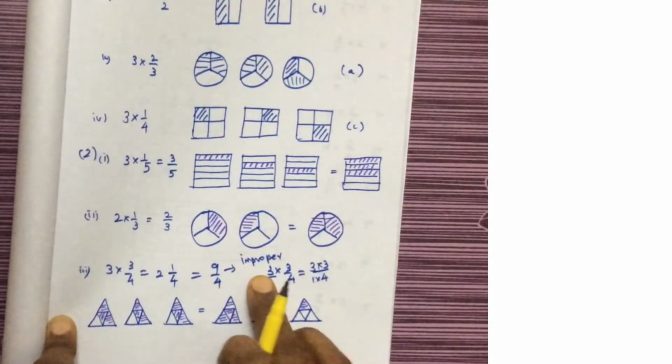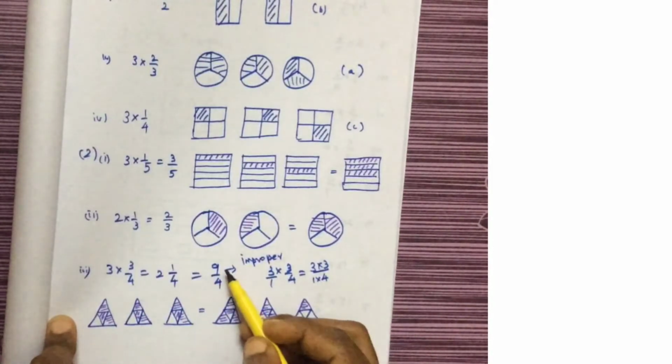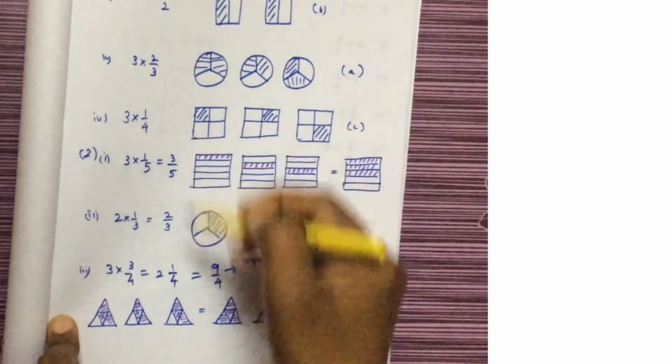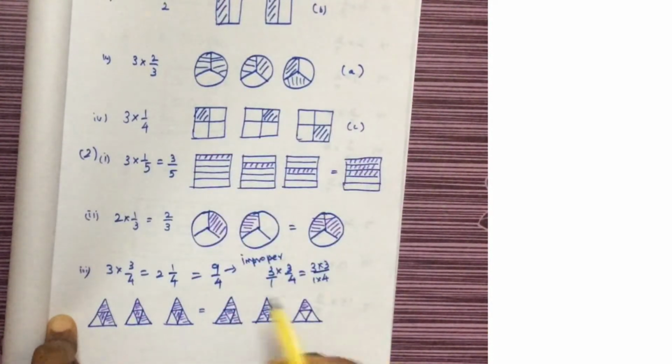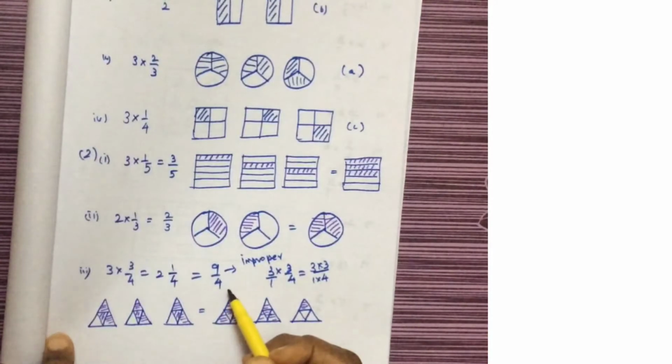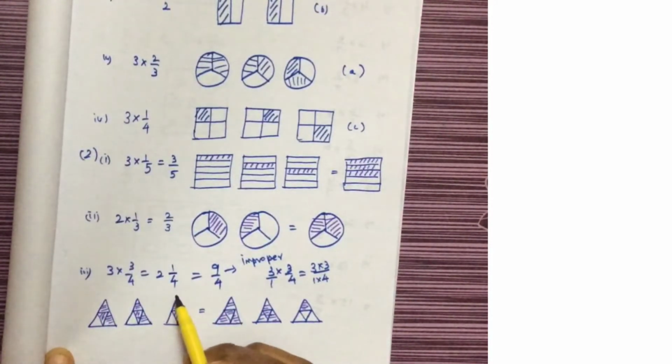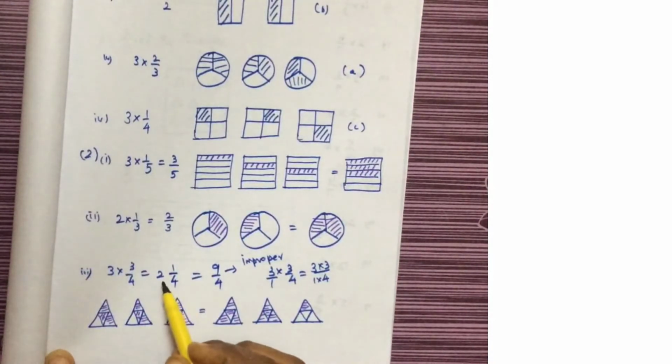Last class we studied what an improper fraction is. If the numerator is greater than the denominator, then it is called an improper fraction. Till now we have seen only proper fractions. Now here you can say it is an improper fraction. So an improper fraction we can represent in the form of a mixed fraction. So now it is 2 1 by 4.